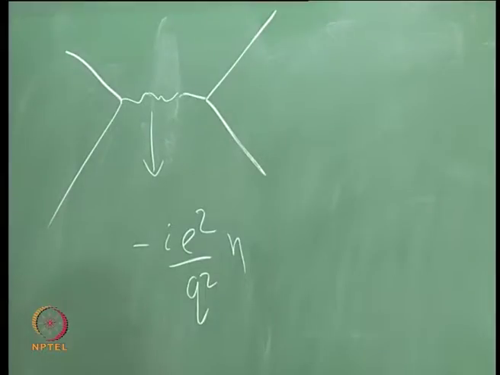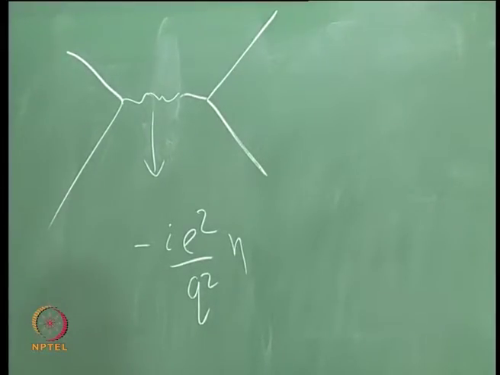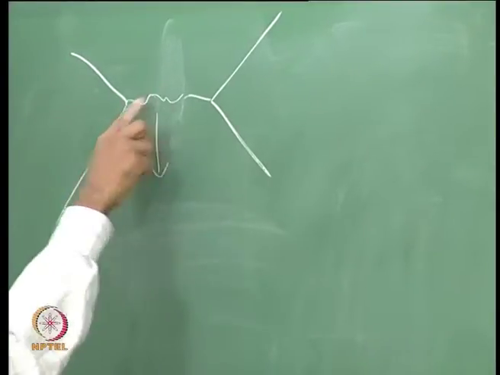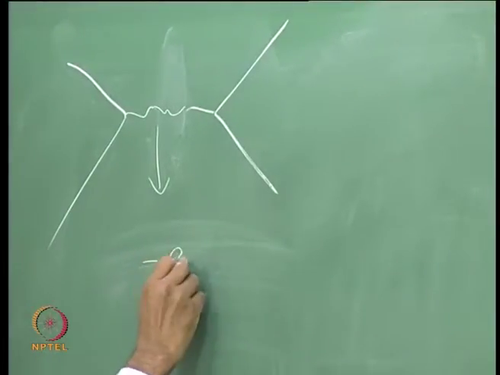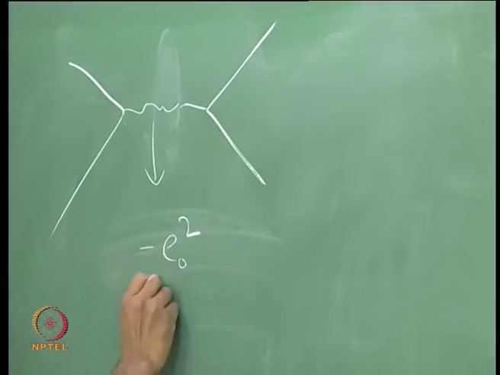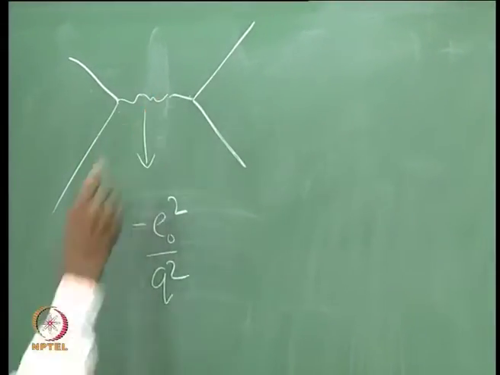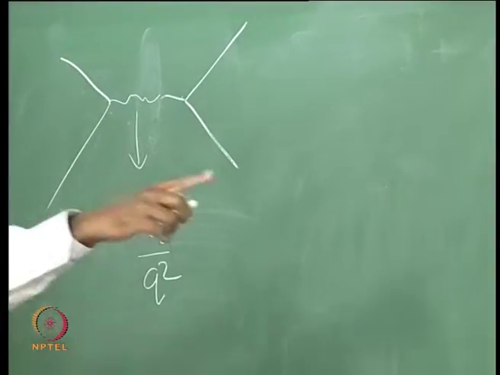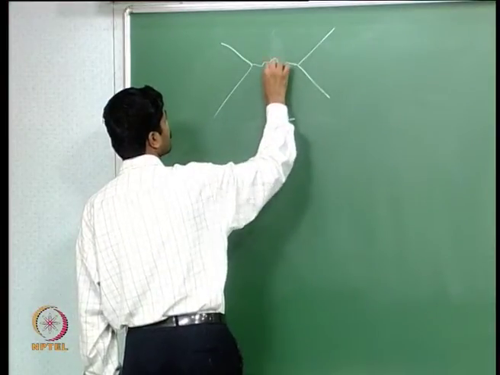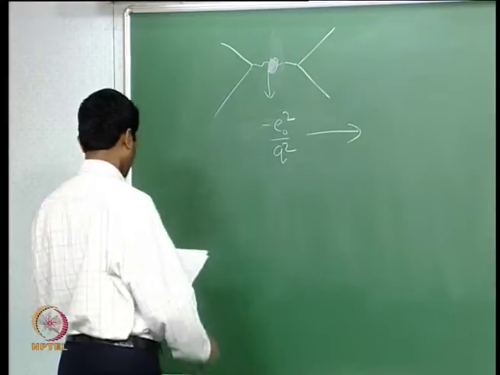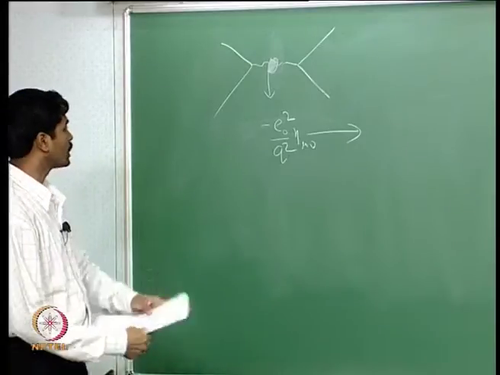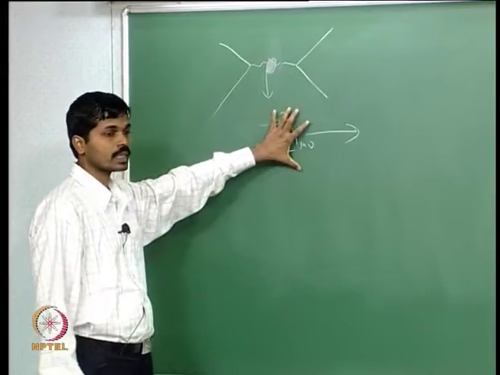You would have got a factor of minus i e from here, minus i e from here. At the end of the day, if e0 is the charge of the electron, you would have got e0 squared divided by q squared for such a diagram. Instead, when you sum up all such diagrams, you do not get this. This quantity is simply replaced by this times eta mu nu. This is what you get from this propagator at tree level.